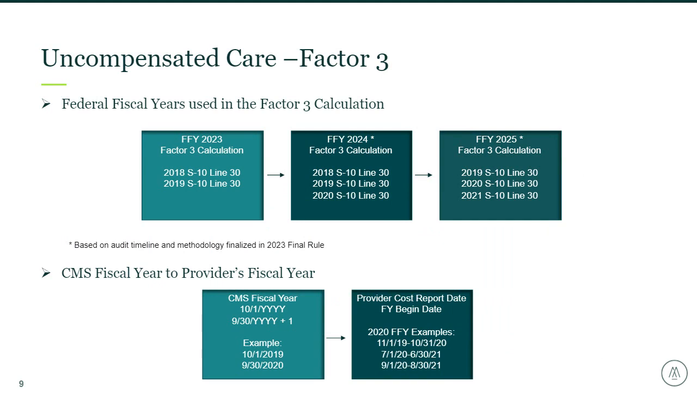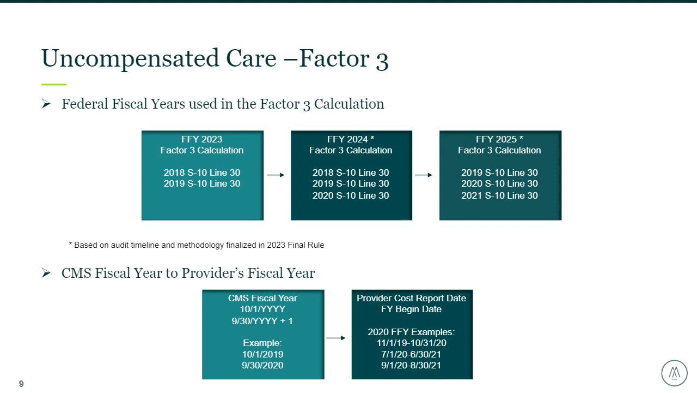So factor three is how each hospital's slice of the pie is calculated and how that $10.4 billion on the last slide is ultimately distributed. In 2023, CMS used two S-10s, 2018 and 2019, to calculate factor three. And CMS in the final rule finalized the methodology for future years to use a blend of the three most recently audited fiscal years. So we put on the screen what we believe would be the 2024 and 2025 calculations.